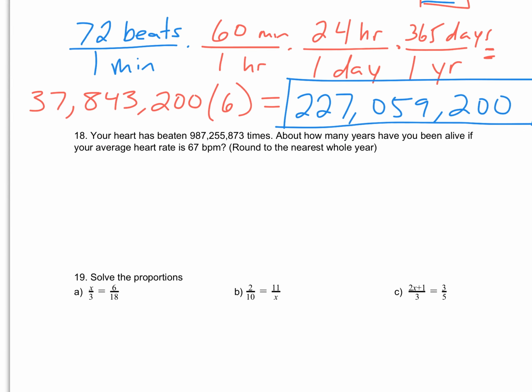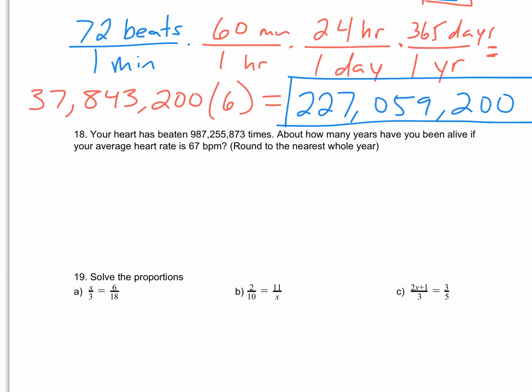Okay, looking at the next question. It gives you how many times your heart has beaten. About how many years have you been alive if your heart rate is 67 beats per minute? Okay, what I want to do is actually use the beats per year from number 17.